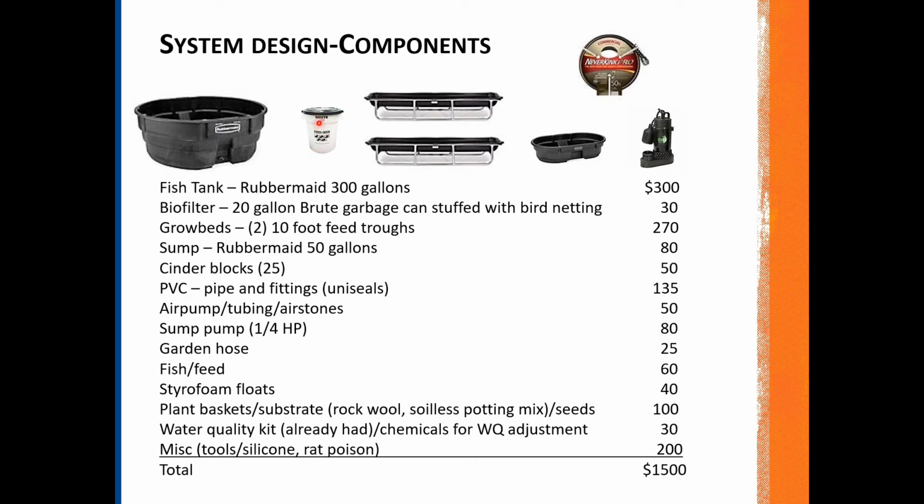I have it stuffed with bird feed netting so that it captures any solids, and then I have a little valve here at the bottom where I can remove the solids and use those to irrigate other plants in the greenhouse. These are actually feeding troughs you can get at Tractor Supply. I have 2 of these that I use for float beds, and then all the water goes down into a 50-gallon Rubbermaid tote. This is our sump.